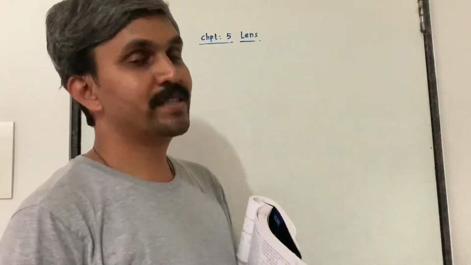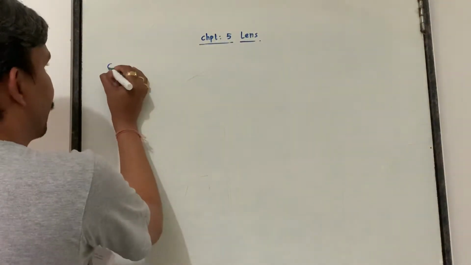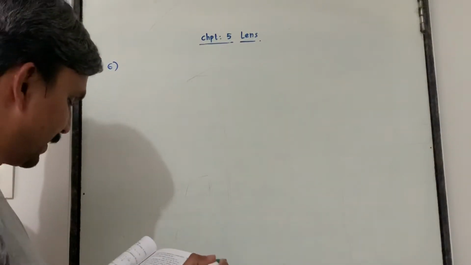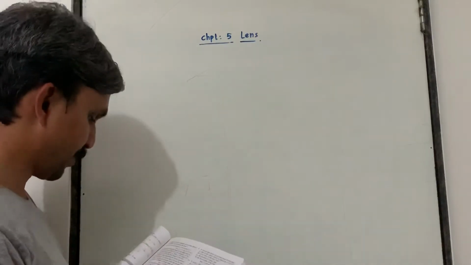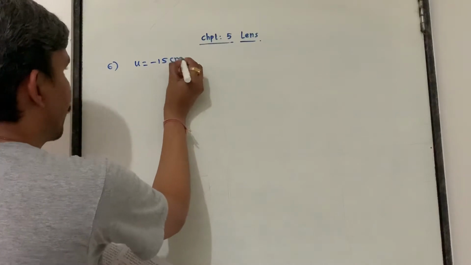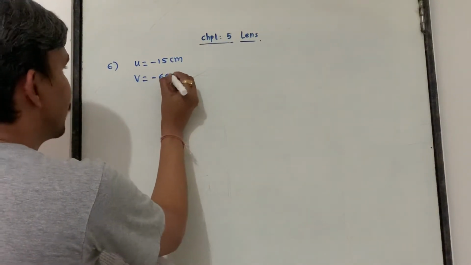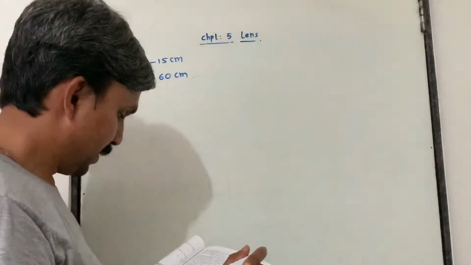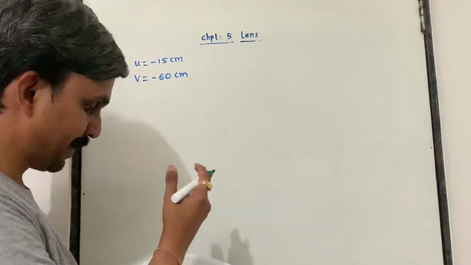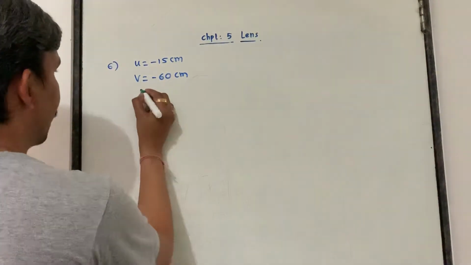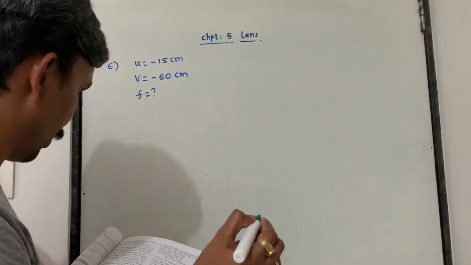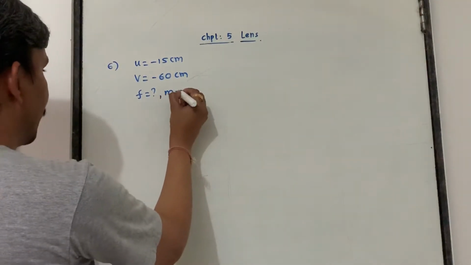Hi friends, today we'll start with the next sum, that is 6 numeric. A lens forms the image of an object placed at a distance 15 centimeter from it. Means u is given as minus 15 centimeter and v is given as minus 60 centimeter. Why minus? Because it is at a distance 60 centimeter in front of it, matlab left hand side, right? Find the focal length, magnification and nature, right?